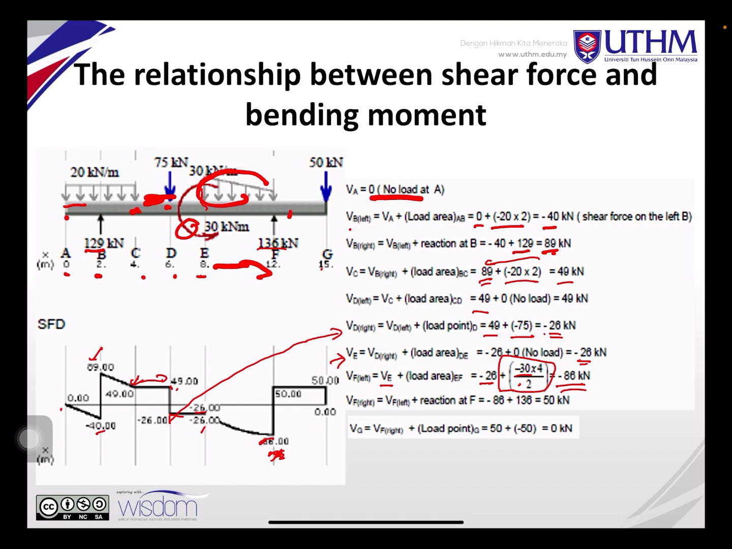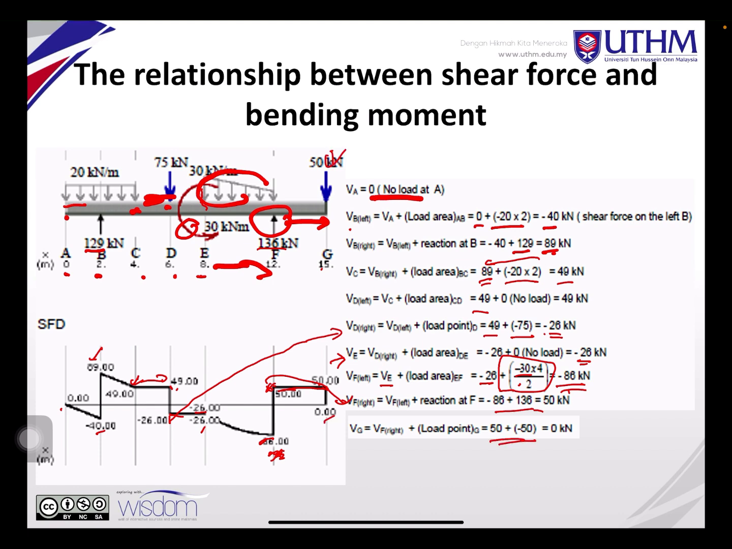At here, you still have one point load at F. So negative 86 plus 136, you get 50. So you draw at here 50 for this one. And then you go to here, 50 kilonewton. From here to here, there are no forces, so it remains the same 50. You have a 50 going downward. Okay, so 50 minus 50, you get 0.